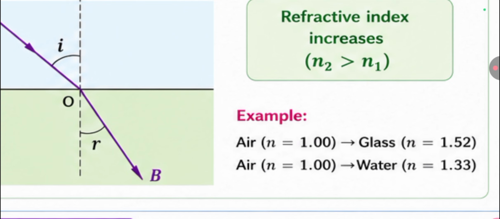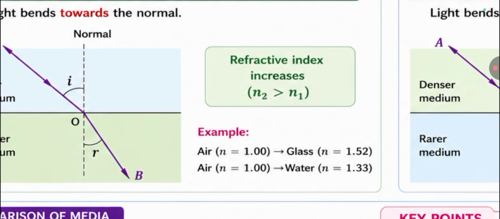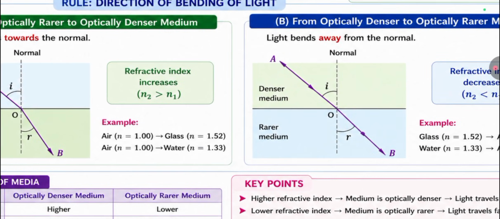So which refractive index is high? That is the denser medium. So air is the rarer medium, glass is the denser medium. And one more example: air is 1.00. That means air's refractive index is 1, water's refractive index is 1.33. Here water is the denser medium, air is the rarer medium.